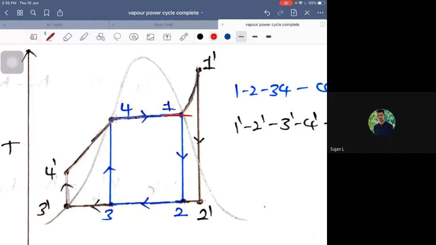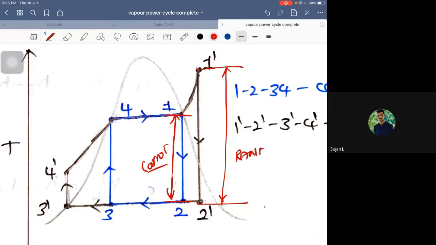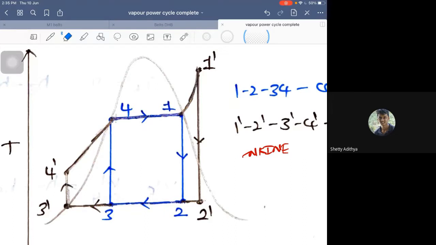So in Carnot, the work output is this much. This is the work output in case of a Carnot. When I try to plot for a Rankine cycle, the work output is this much. So which one is higher? Rankine. So if we compare efficiency, which one is more efficient, Carnot or Rankine? Carnot. So when I talk about the work output, which one gives us the maximum work output, Carnot or Rankine? Rankine. That's it. Okay. Good. Very good.